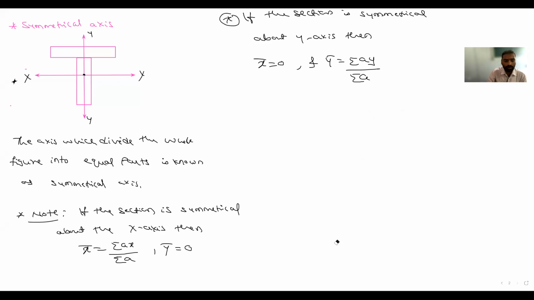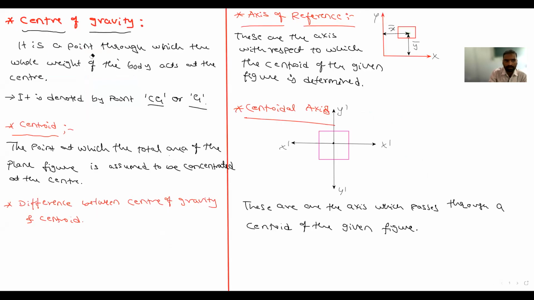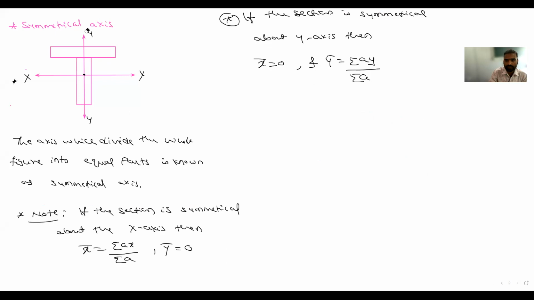All of you have to be very careful about these two points: center of gravity, centroid, axis of reference, centroidal axis, and symmetrical axis. If the section is symmetrical about both the axes, then x bar and y bar will be equal to 0. If the section is symmetrical about any one of the axes, then you have to check it. If symmetrical about the x-axis, then y bar equals 0. If symmetrical about the y-axis, then x bar is equal to 0. Is it clear, everyone?